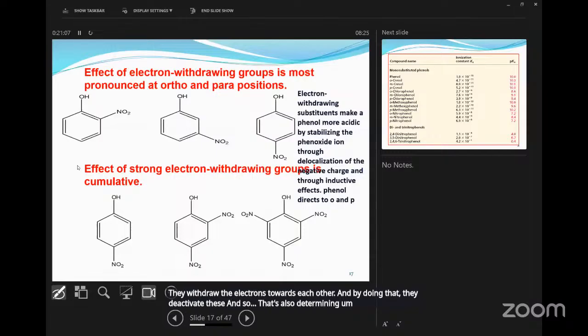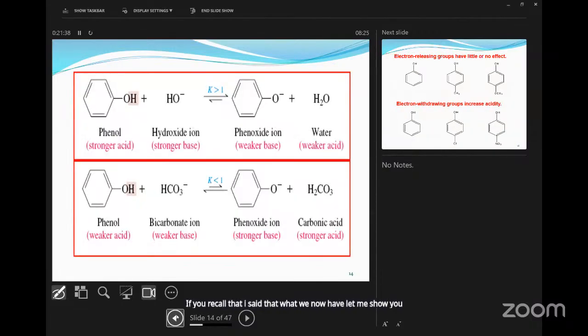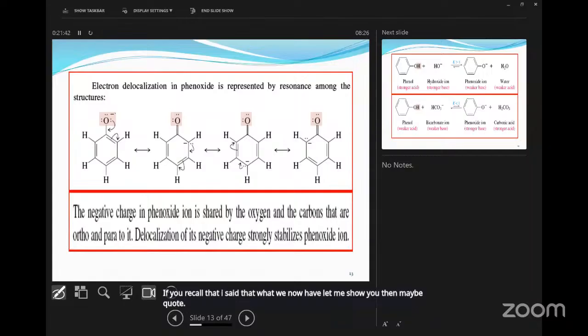So like I wrote here, electron withdrawing substituents make a phenol ring more acidic by stabilizing the phenoxide ion. So when we have an electron withdrawing group, it deactivates the benzene ring. But when we now form the phenoxide ion, it will be more stabilized, because the phenoxide ion is a base, so it is more stabilized through the delocalization of the negative charge through induction. If you recall, what we now have is this phenoxide ion that now has a negative charge. Because it can move around, it is more stabilized.